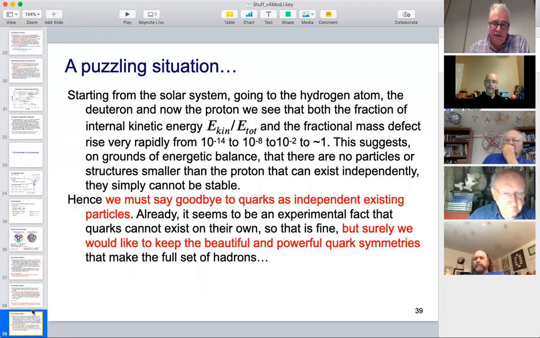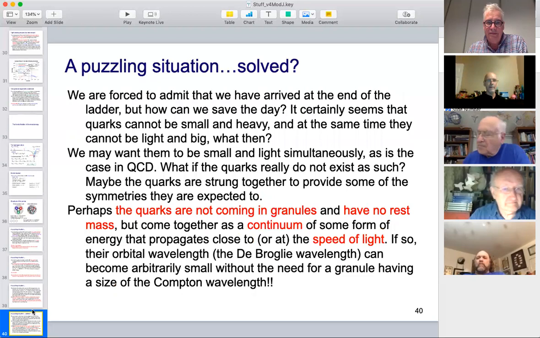Again, thinking. So you're pretty much forced to admit you've arrived at the end of the ladder when you've got to the proton. But how can we fix this? How can we save this and rescue some of the standard model? The quarks can't be independently small and heavy. At the same time, they can't be light and big.